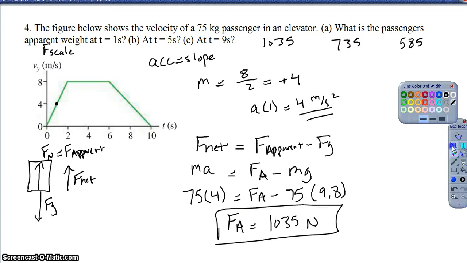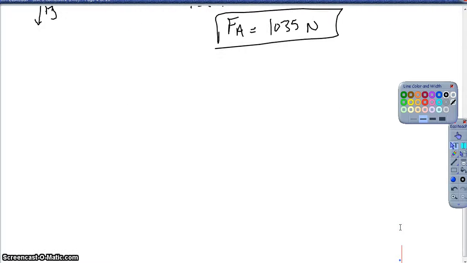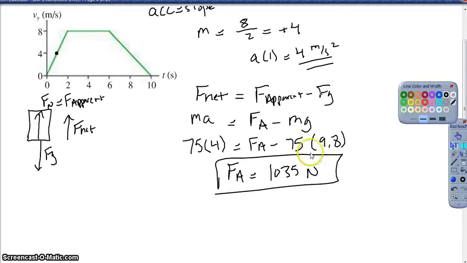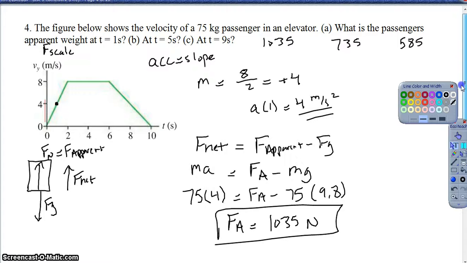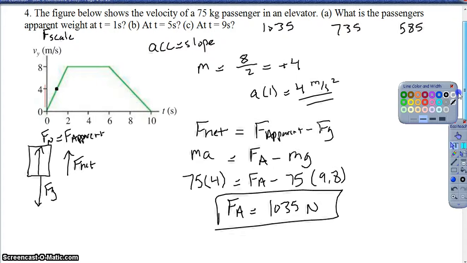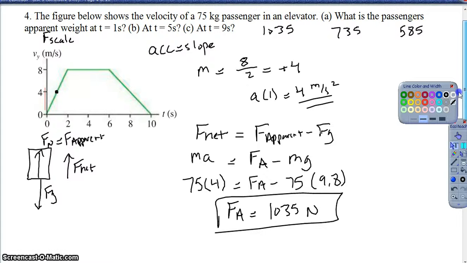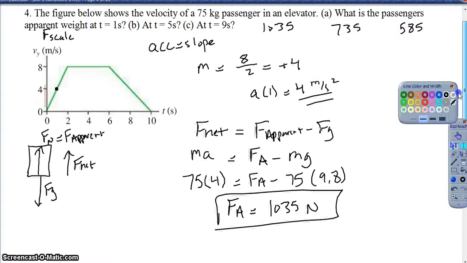Pause for a moment just to think about that and make sure that makes sense. If I'm accelerating upward, does it make sense that this apparent weight would be more than his actual weight of 75 times 9.8? Hopefully it does. If we've got an acceleration upward, we know intuitively that we're going to feel like we weigh a little bit more than we normally would.